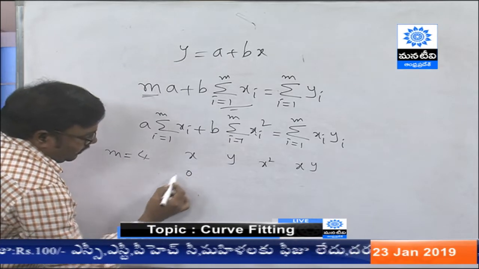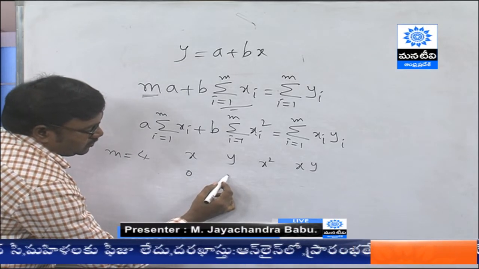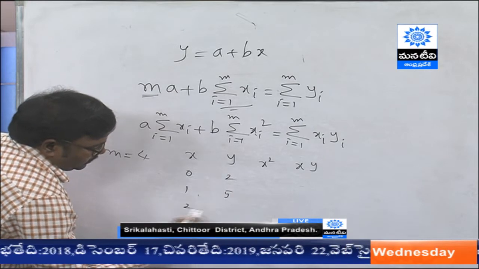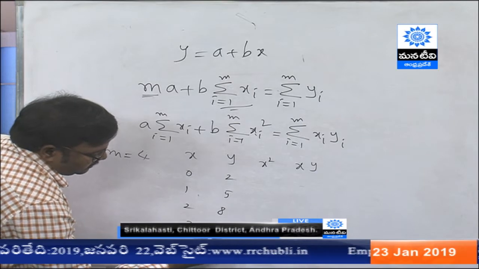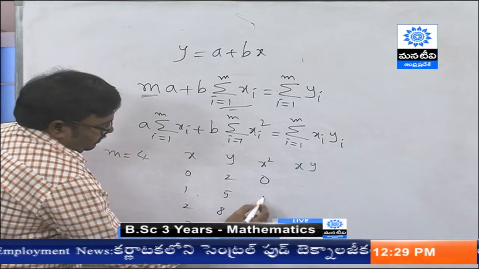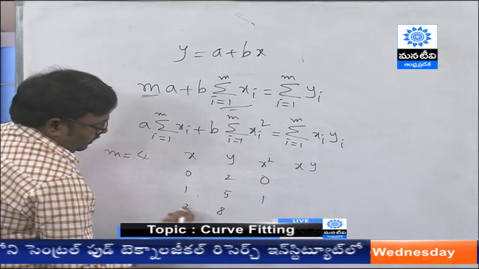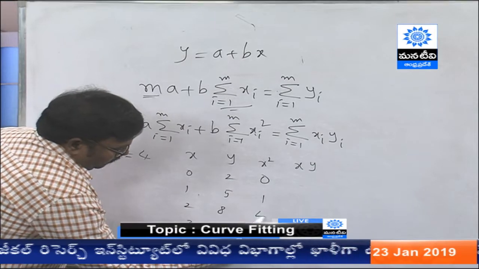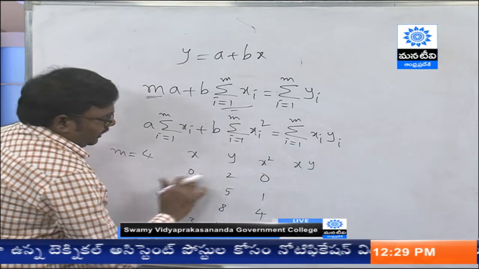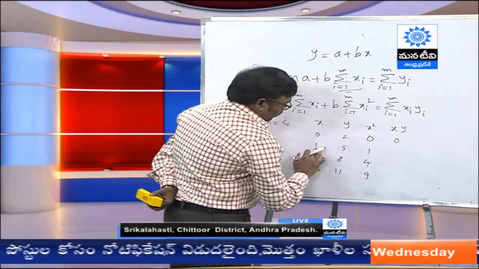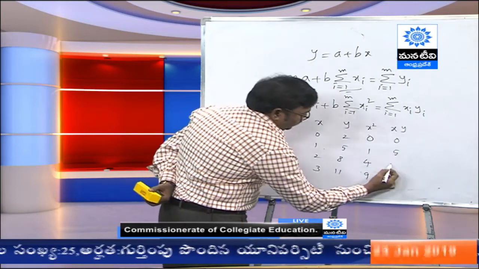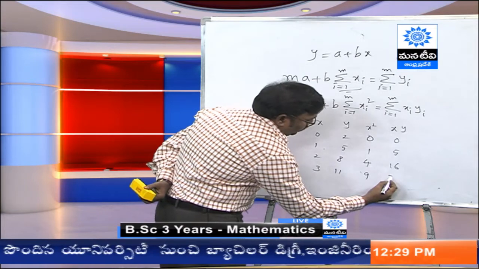This is the sum of the values of x y product. So, here x value is 0, corresponding y value is 2, and this is 1, this is 5, this is 2, this is 8, this is 3, this is 11. Means here x square is 0, corresponding to x equal to 1, x square equal to 1, x equal to 2, x square equal to 4, x equal to 3, x square is 9. And the product is nothing but 0 into 2 is 0, 1 into 5 equal to 5, and 2 into 8 equal to 16, 3 into 11 equal to 33.